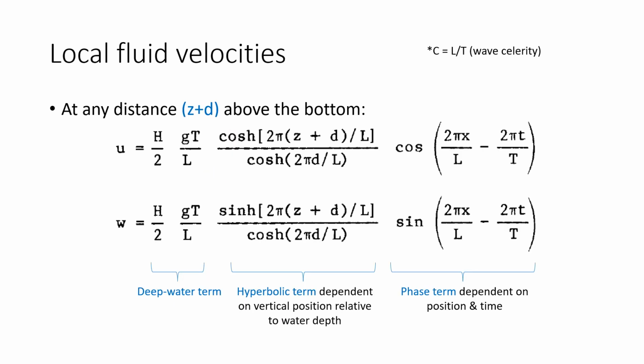Now we come to local fluid velocity. This is the first time we use the term velocity. Remember previously we have been talking about the wave celerity, c equals L over T. That is how fast the wave is moving. But now we're talking about how fast the local fluid particle is moving, and that is called the local fluid velocity, and is different from wave celerity. Here we're talking about how fast the individual particle is moving in the orbital motion.